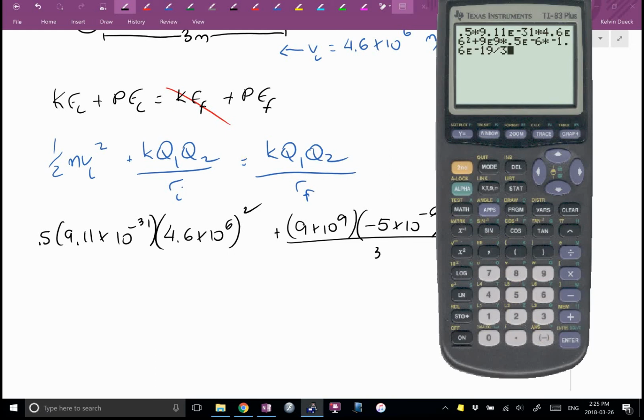Double check my typing. Ooh, typo there, Mr. Dewick. Negative 5. Do you get 2.4096 times 10 to the negative 15? I see one person nodding. Anybody else? 2.39. So go check your typing.